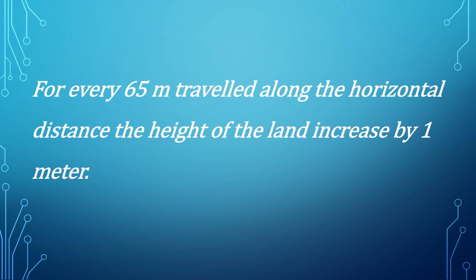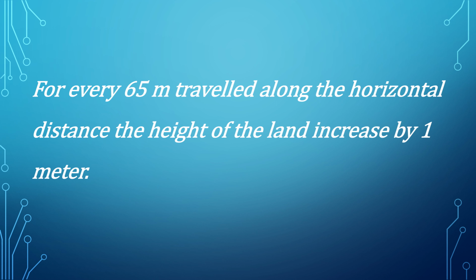Once again, the gradient that we just got a while ago, the 1 over 65 meters or the 1 to 65 meters, actually means that for every 65 meters traveled along the horizontal distance, the height of the land increased by 1 meter. All right? That is what our answer means.